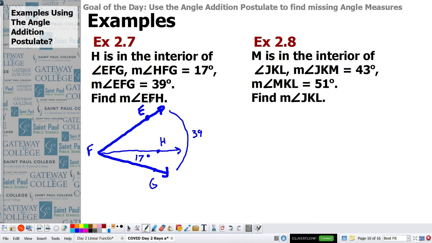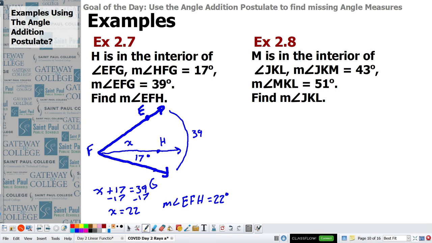I'm looking for EFH. I'm looking for this top piece. All right, so the part plus the part equals the whole. So X plus 17 equals 39. Subtract 17. X equals 22. So the measure of angle EFH equals 22 degrees.